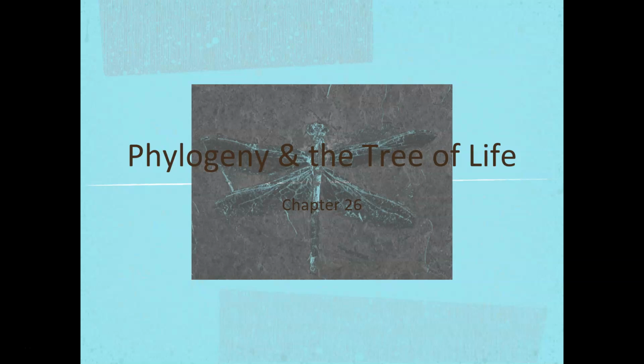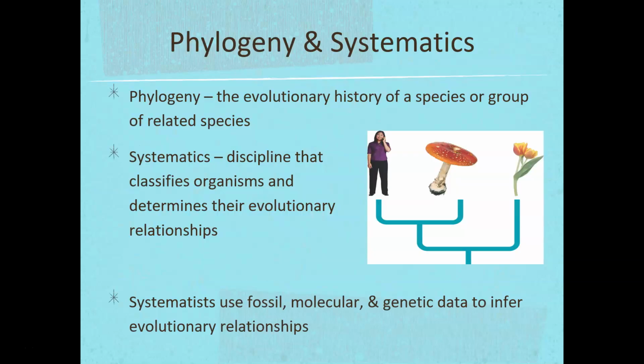All right, ladies and gentlemen, today we're going to talk about chapter 26 and really take into consideration all of this evolutionary history of organisms, and how do we start diagramming that, explaining it, putting data together to actually tie individual organisms to their common ancestry.